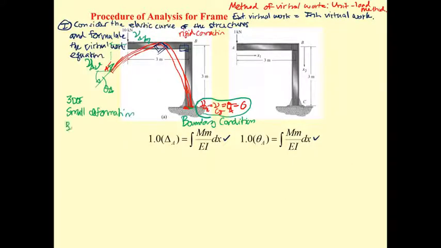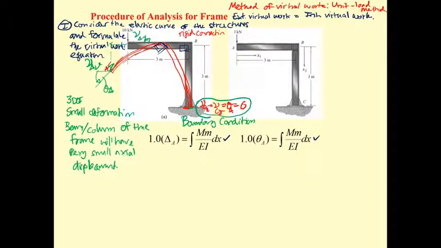Since the frame has very small deformation, the beam and column of the frame will have very small axial displacement, so they will not elongate or contract per se. They are going to keep the same length. When you have the same length, if you know the horizontal displacement at A, you also know the horizontal displacement at B, and they are going to be equal. The beam will not elongate or shorten, and there is no shortening of the column.